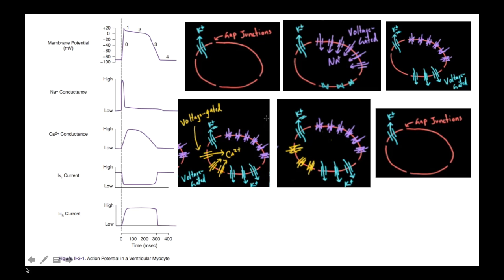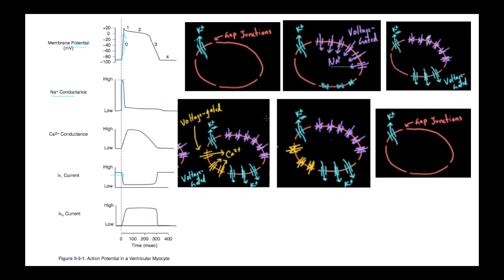And one more time to quickly review this, because this did have a lot of steps, so I want to make sure we understand it well. We have our regular potassium current leaving the cell before we hit threshold, and we have our action potential beginning at phase 0 with a rapid sodium channel influx. So our sodium conductance is going to be high at phase 0.